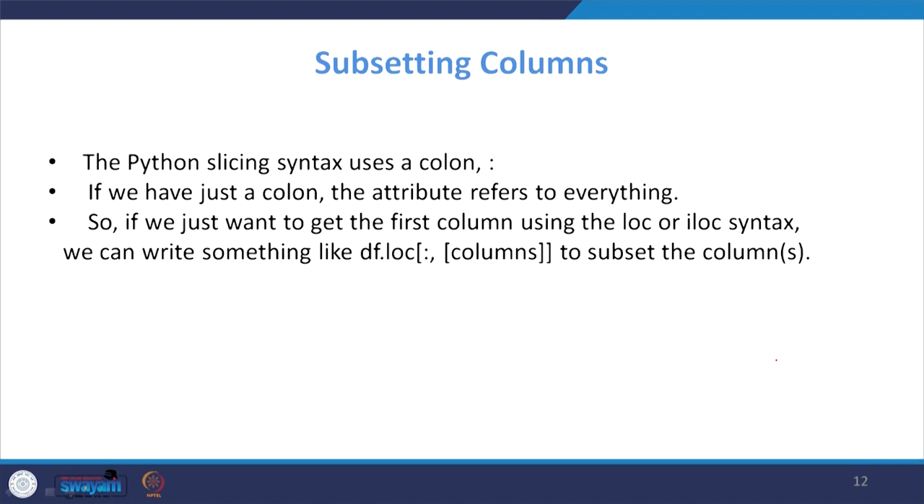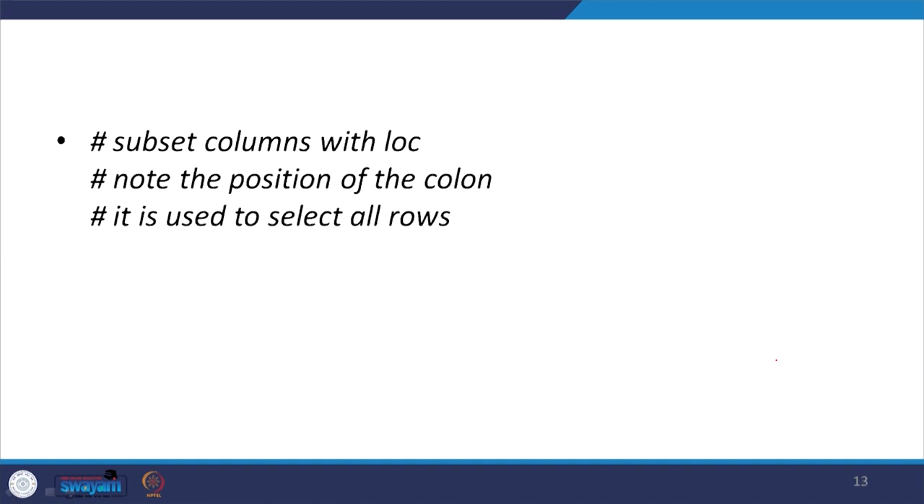The Python slicing syntax uses a colon. Colon represents all the rows. If you have just a colon, the attribute refers to everything. So if we just want to get the first column using loc or iloc syntax, we can write something like df.loc, see, colon in square bracket, colon comma, and then which column we need to refer to, to subset the columns. In the next slide I am going to show how we subset the columns with loc. Note the position of the colon, it is used to select all rows.